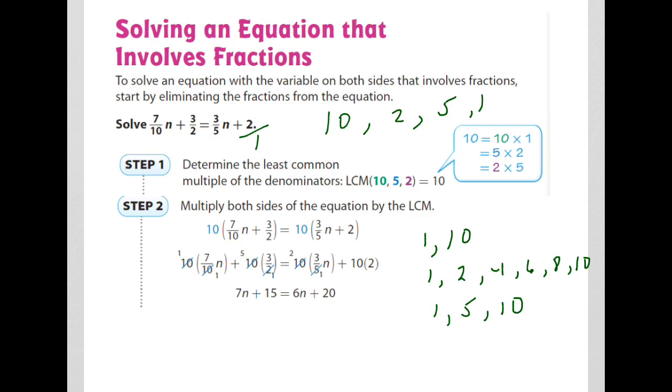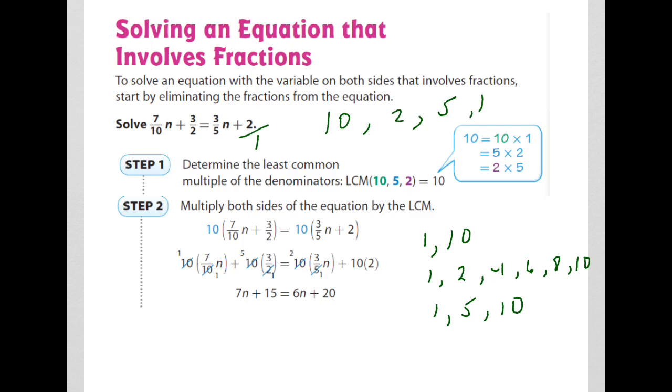Well, when we look at the numbers that are in common for all three, that number is 10. So in essence, 10 will be our common denominator. And this is where it's going to get a little bit confusing. We can take that 10 and multiply it by each one of the rational numbers, and what that will do is eliminate the fraction.